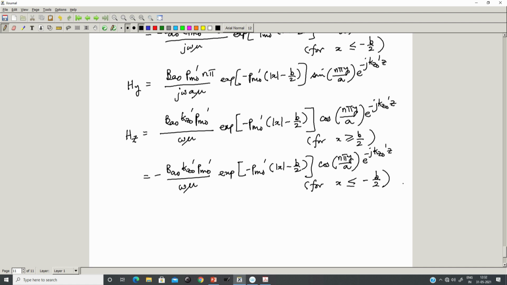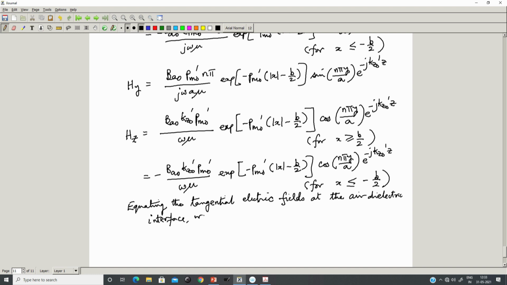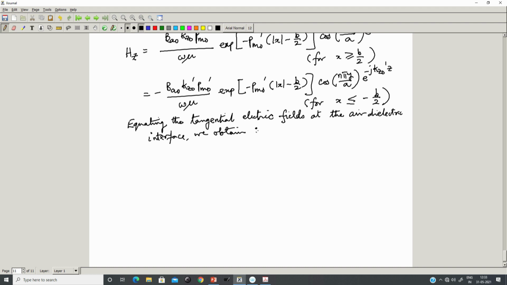So, as before, equating the tangential electric fields at the dielectric interface, we will obtain the relationship between the coefficients in the dielectric and air regions. So, equating the tangential electric fields at the air dielectric interface, we obtain B D O sin q m o prime b by 2 equal to B A O.